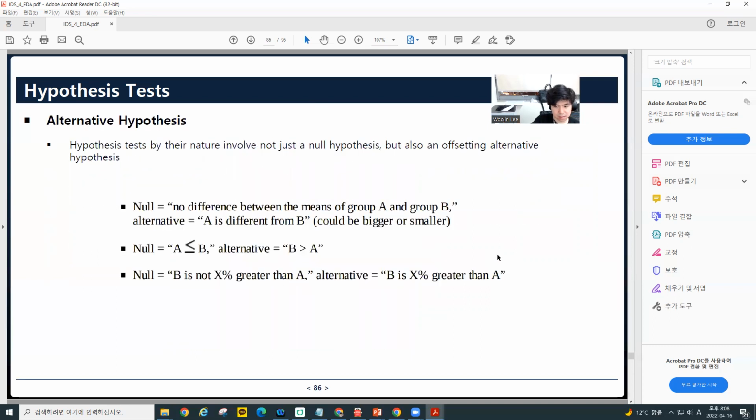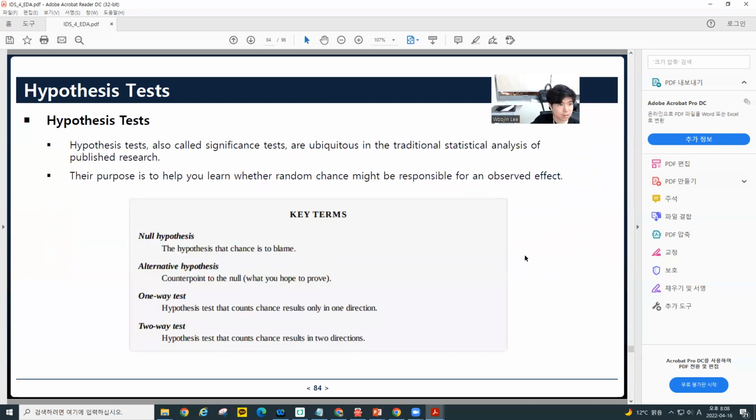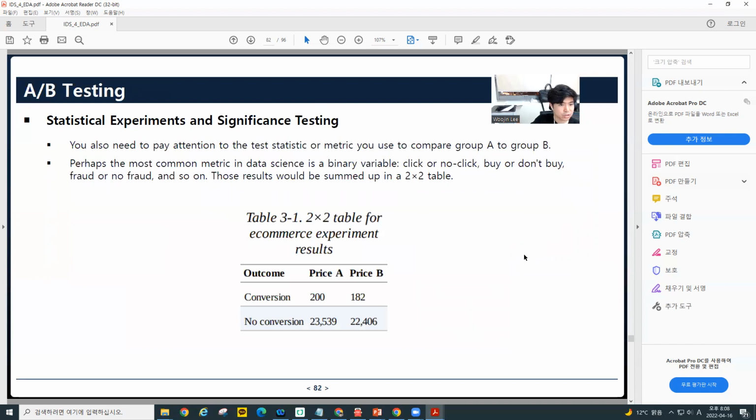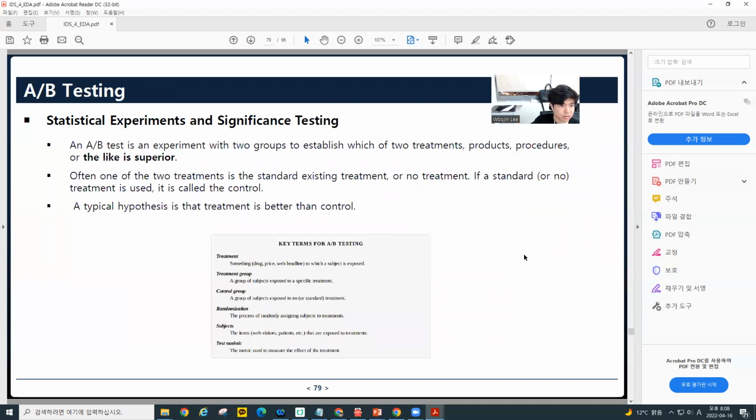Then I will introduce what we have learned today in Korean.